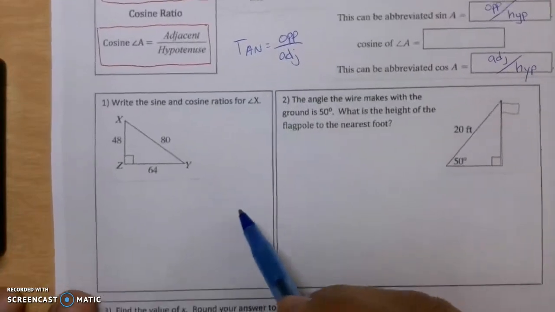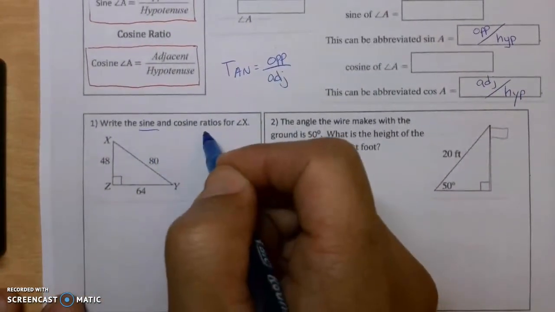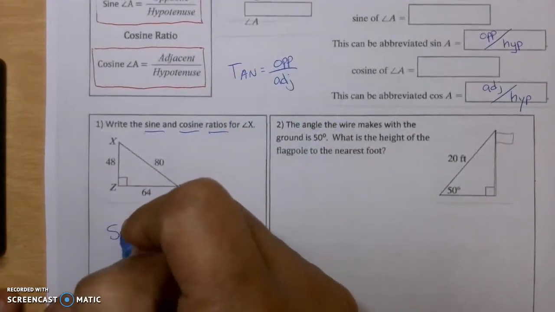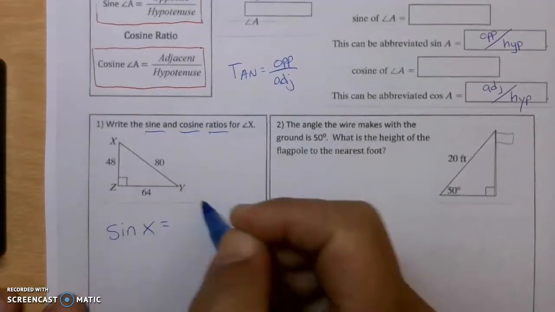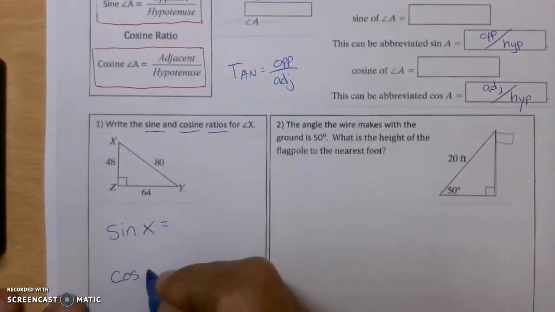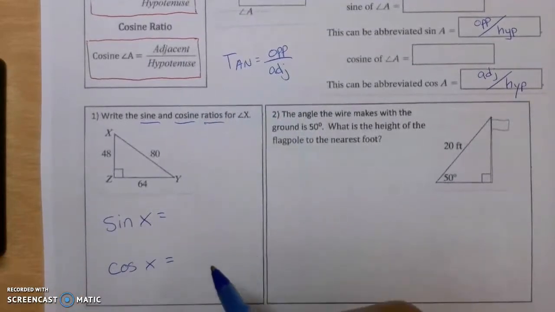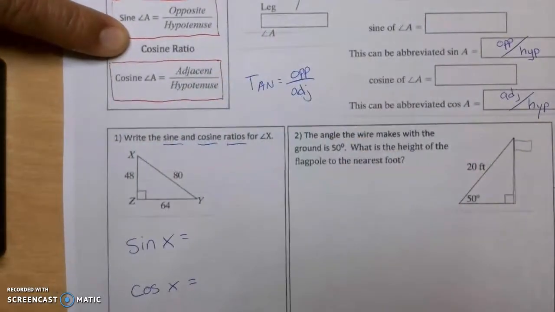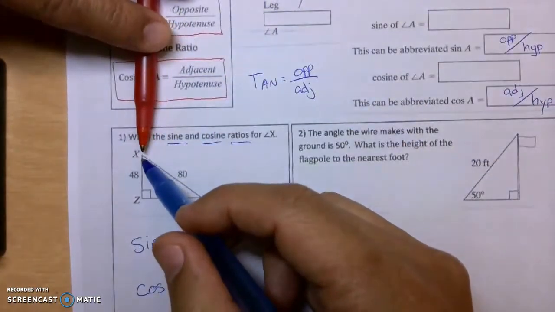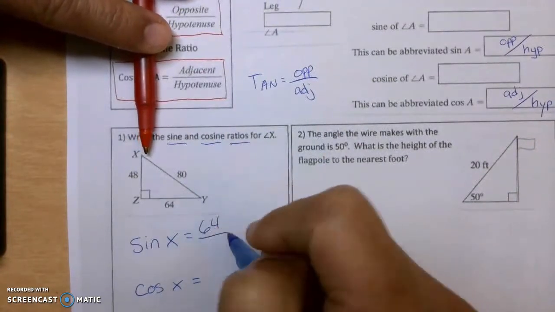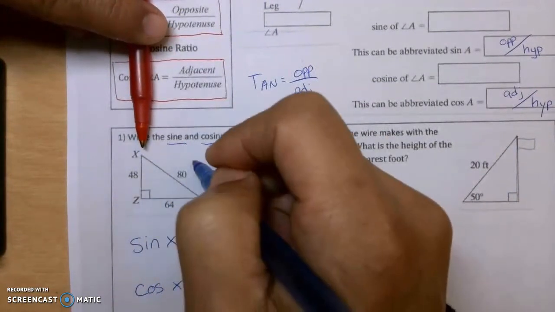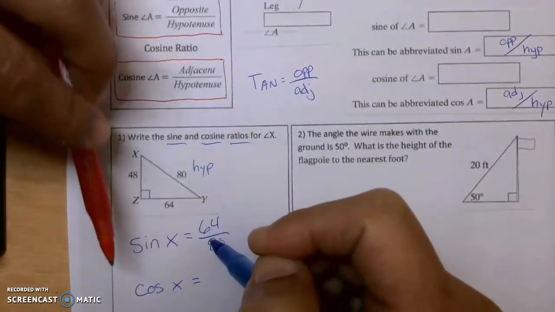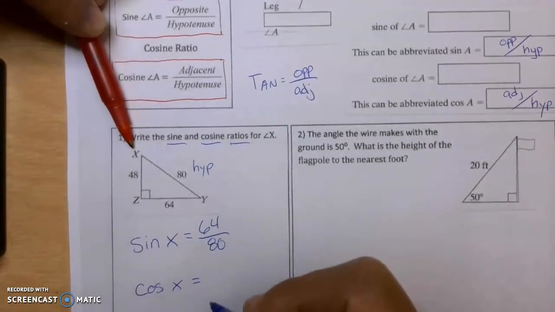Here we go with the number 1. This is just going to write a couple of ratios here. Write the sine and cosine ratio for angle x. So we're just going to say sine angle x is equal to something, and we'll figure that out in a second. Cosine of angle x is also equal to something here. Now sine again stands for opposite over hypotenuse. If you stand here at angle x, opposite to angle x is the 64. Hypotenuse is always opposite the 90 degrees, so this is always the hypotenuse, and that's 80. So 64 over 80.